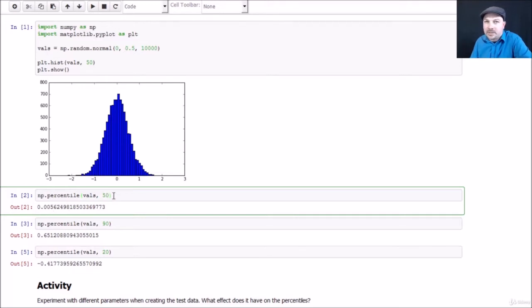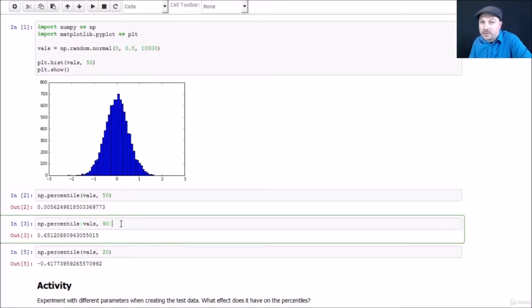So remember, the 50th percentile is just another name for the median, and it turns out the median is very close to zero in this data, and you can see we're tipped a little bit to the right, so that's not too surprising. If I want to compute the 90th percentile, that gives me the point at which 90% of the data is less than this given value.